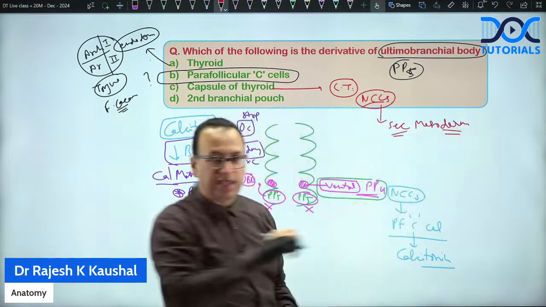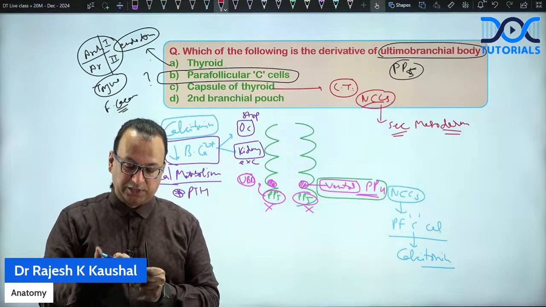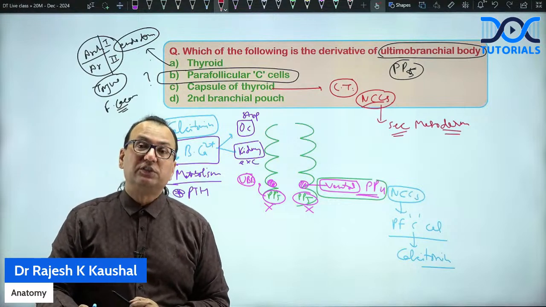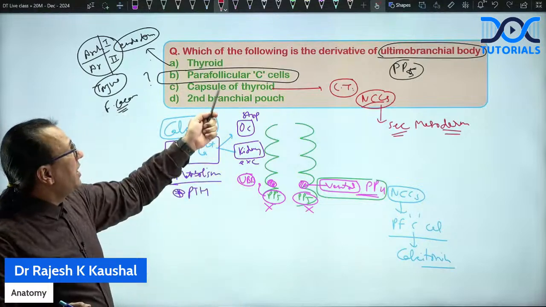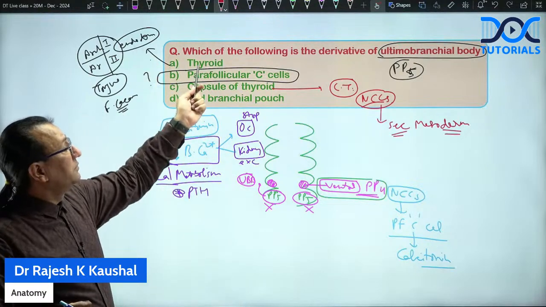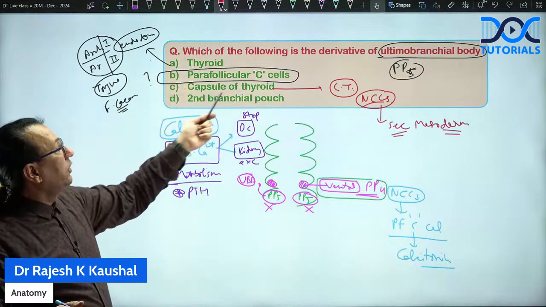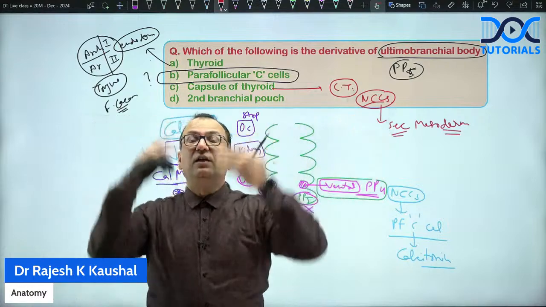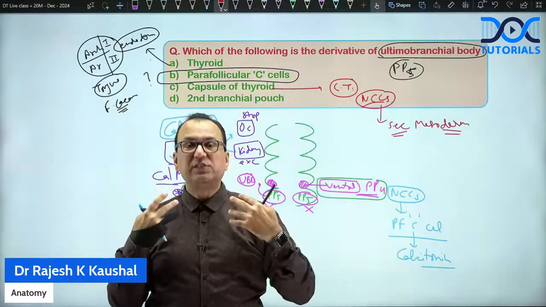This question has already come. Not for FMGE, it is for PG. For the PG entrance exam, it has come. But be careful. Your questions are swapped from the PG entrance also. So remember, maybe thyroid is endodermal, but not the capsule. Thyroid is endodermal, not the capsule. Capsule of thyroid is connective tissue. Connective tissue is neural crest cell derived secondary mesoderm.